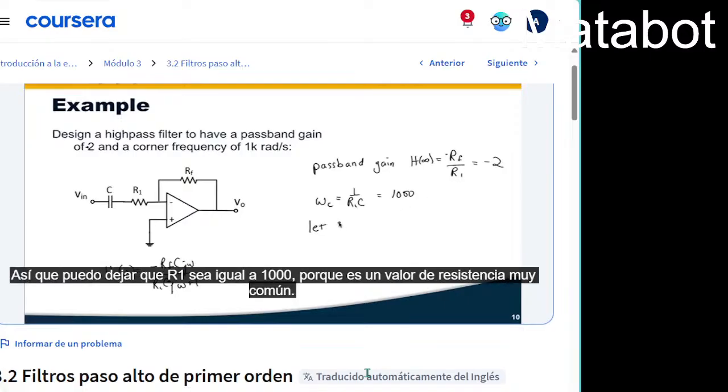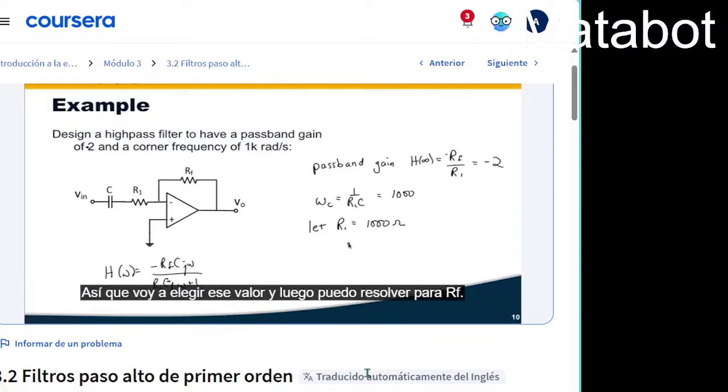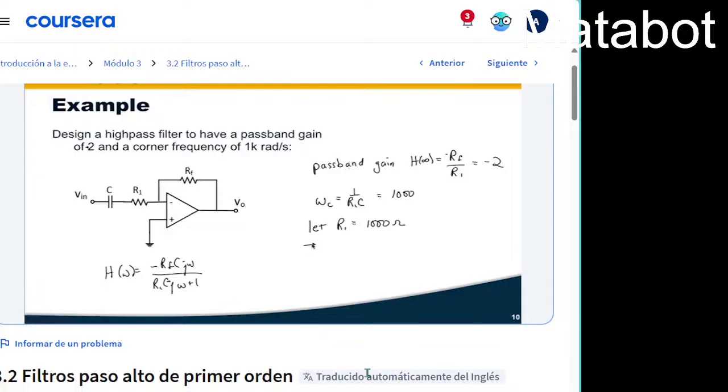So I can let R1 equal 1,000 because it's a very common resistor value. So I'll just pick that value. And then I can solve for RF, which would be equal to 2,000 ohms, and C would be equal to 1 microfarad.